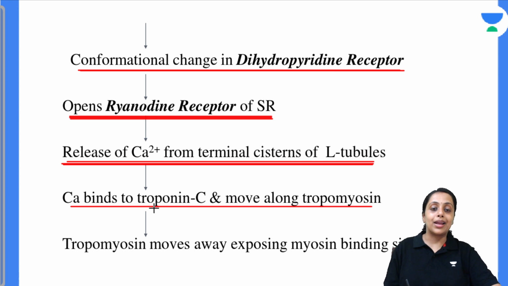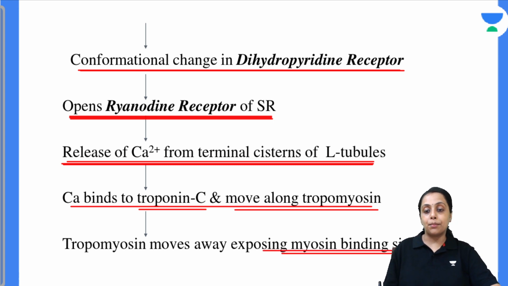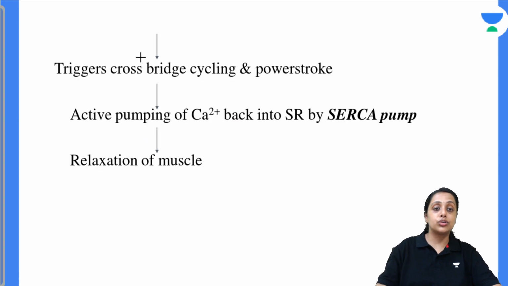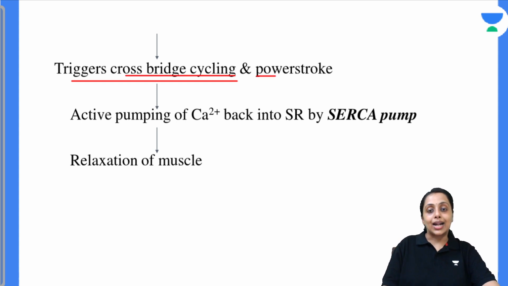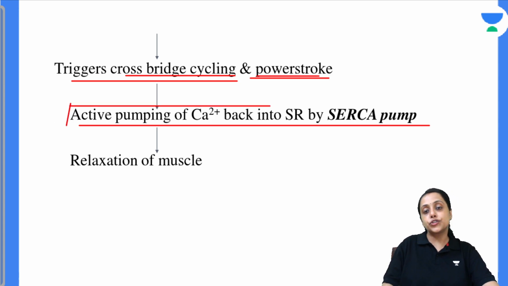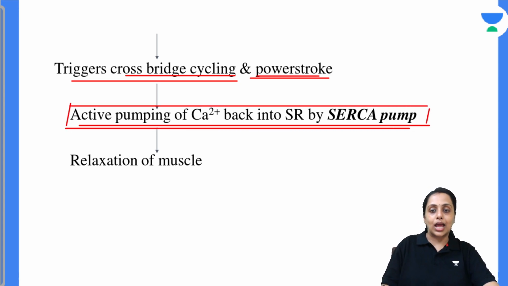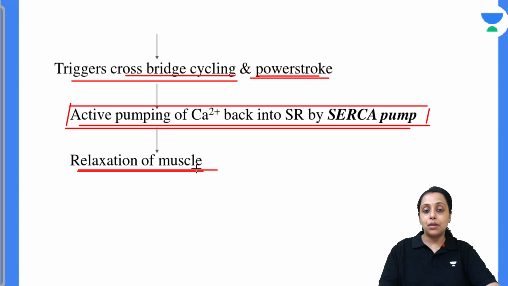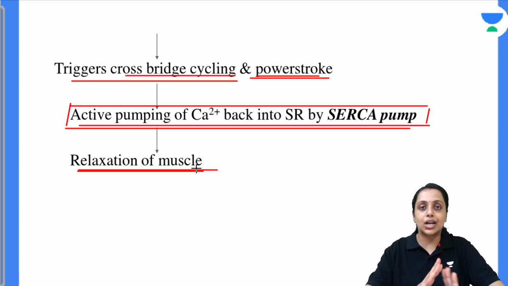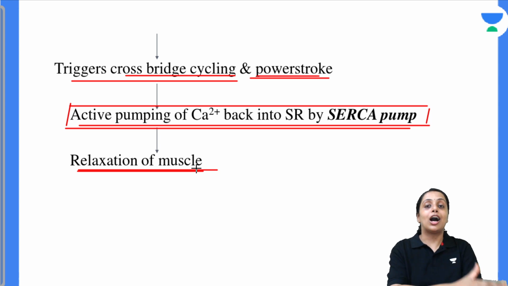This calcium goes and binds with this troponin C. And the troponin-tropomyosin complex will move away from the myosin binding site. So that is going to expose our myosin binding site. And that leads to the interaction of our actin and myosin. Cross bridge formation will occur. That leads to the power stroke, and after that, what will happen? Finally, the calcium is pushed back into the sarcoplasmic reticulum via the SERCA pump, and that leads to the muscular relaxation. Okay, is this clear? How the muscular contraction occurs, how the muscular relaxation occurs, how the excitation contraction coupling occurs. Everybody, is this clear?